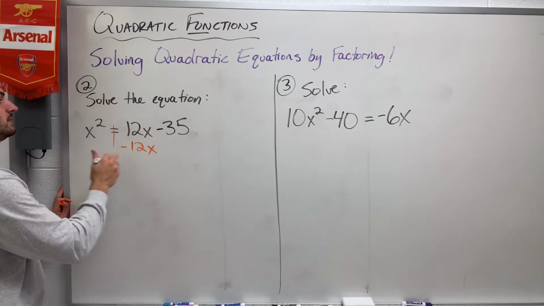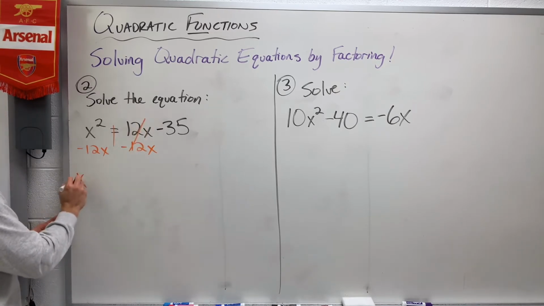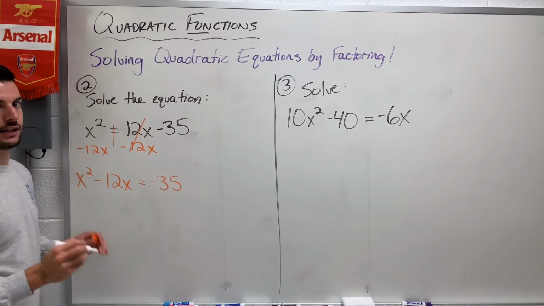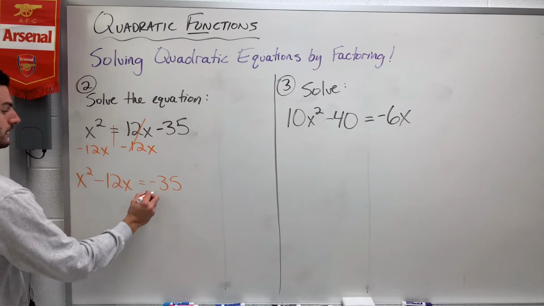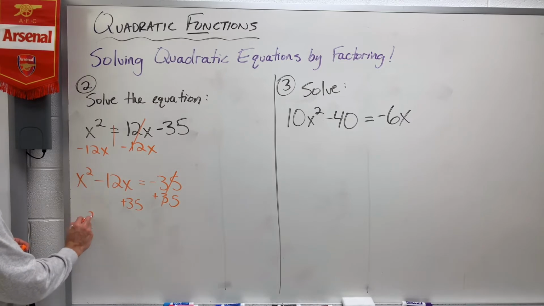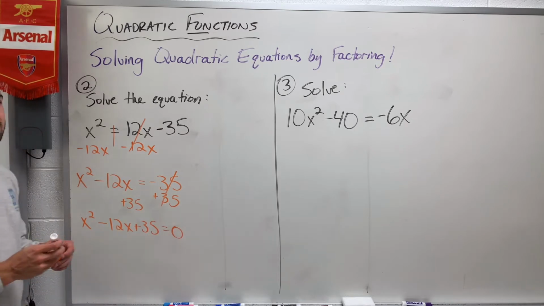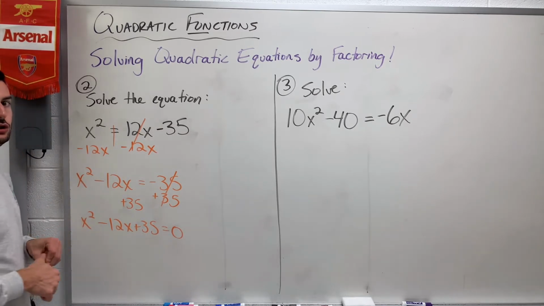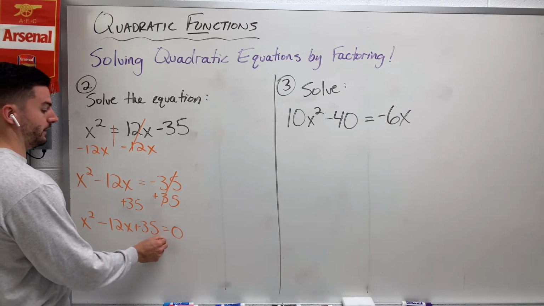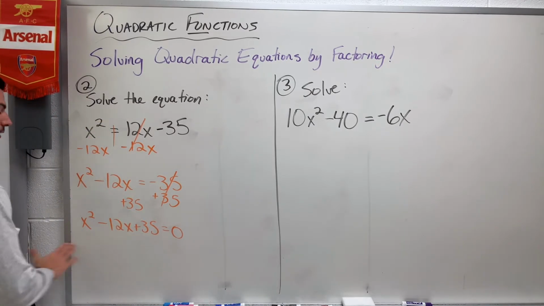So let's do that. Let's minus the 12x from both sides. If I do that, I'm left with x squared minus 12x equals negative 35. And again, my goal is to get it to be equal to 0. So I just have to plus this 35 to both sides. So x squared minus 12x plus 35 equals 0. So sometimes it does take a little bit of work that you have to do first in order to get it ready to be factored, right? Because all these terms have to be together and not broken up by this equal sign to be ready to be factored. So now it's ready.